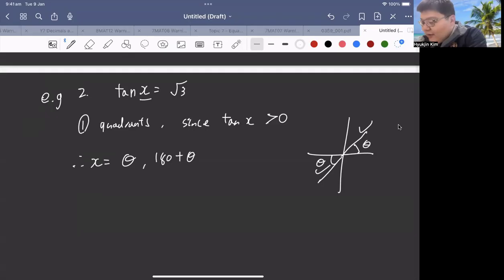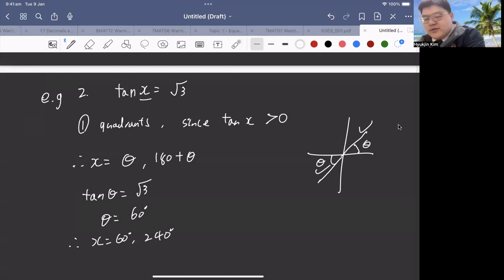Now I need to find the related acute angle. Tan theta equals root 3. In this case, theta is just, well, 60 degrees. Now that I've found theta is 60 degrees, x equals 60 degrees and 240 degrees, which is 180 plus 60. Is that okay?